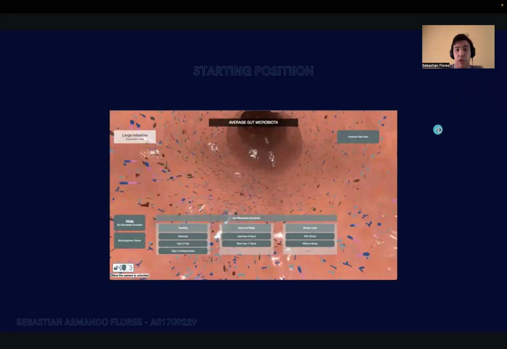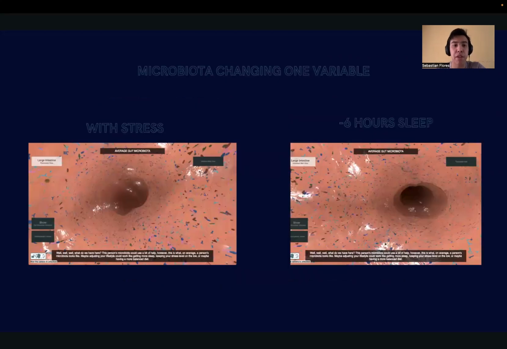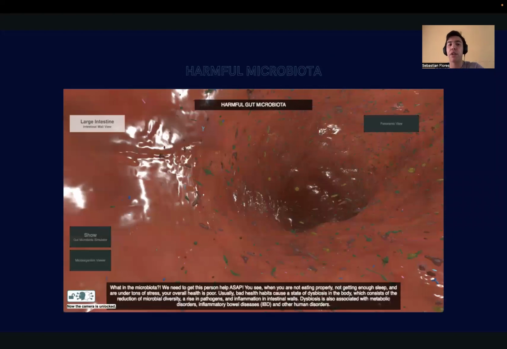So we're going to start with the starting position of the simulator. This is without any inputs. Then we have the ideal state, when the three inputs are in the best or most ideal position. Then we have the one variable, when one of them is not in the ideal position and we have two in the ideal position. Then we have the unhealthy microbiota. This is when we have two variables in an unhealthy position and one in a healthy position. And finally, we have the harmful microbiota. This is when three variables are in an unhealthy position.